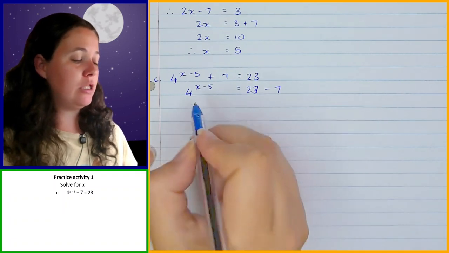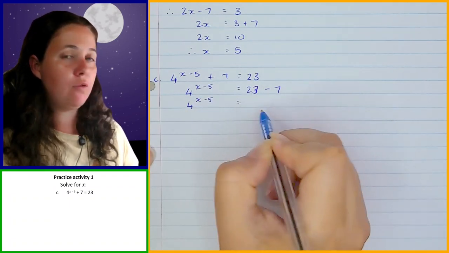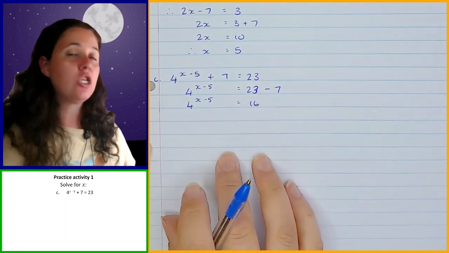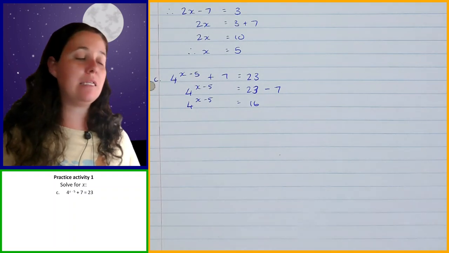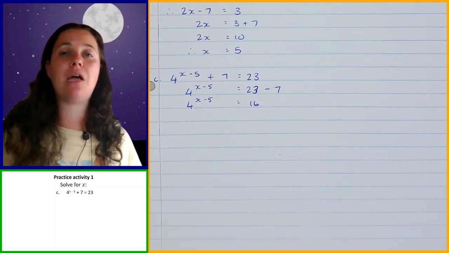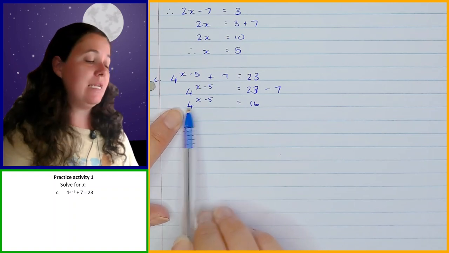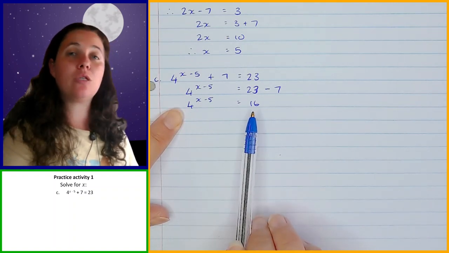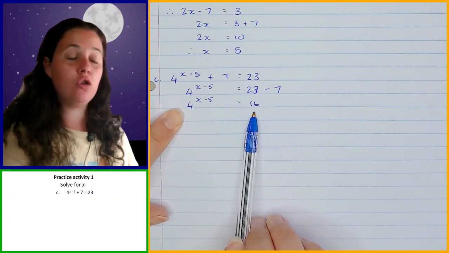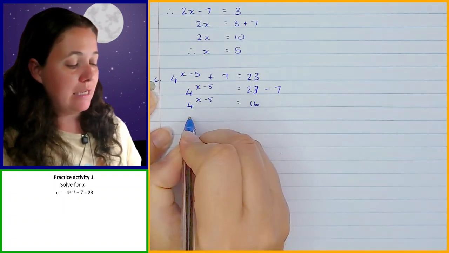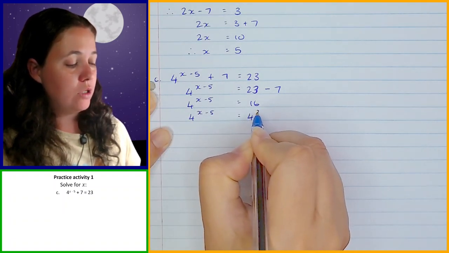Okay, so now I'm going to simplify that. 4 to the power of x minus 5 equals 23 minus 7, which is 16. Once I've got to that stage, I can then try and make powers on both sides where I have bases that are the same. So the base over here is 4. So let's see if we can get a base over here that is also 4. 16 is the same as 4 to the power of 2. So that means I can write this like this: 4 to the power of x minus 5 equals 4 squared.